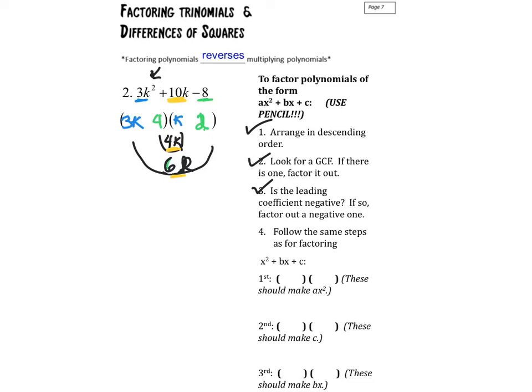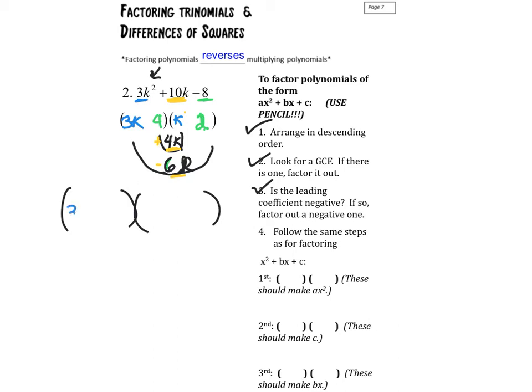But how will I get a -8? Is there something I can do to get a -8? Well, if I make this negative, then 6k minus 4k is not going to give me my 10k. And if I make this one negative and this one positive, I'm definitely not going to get 10k. So that tells me that my factors are incorrect. So I go back to the drawing board and start all over again.